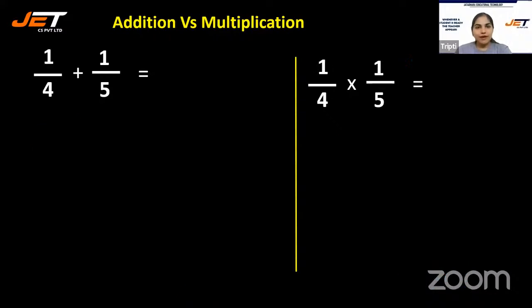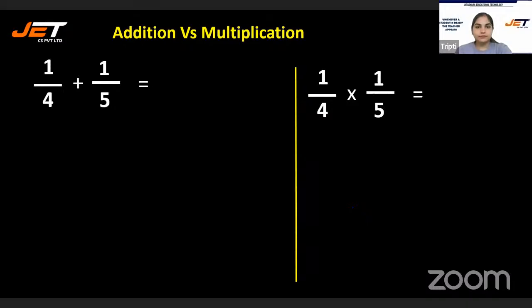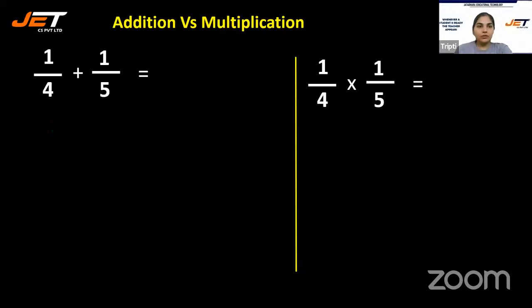1 by 4 plus 1 by 5 here, and 1 by 4 times 1 by 5. So here, 1 by 4 plus 1 by 5. Come on, children. Do it fast.